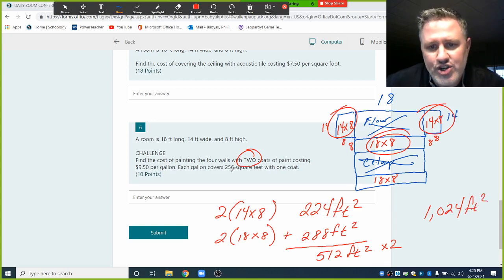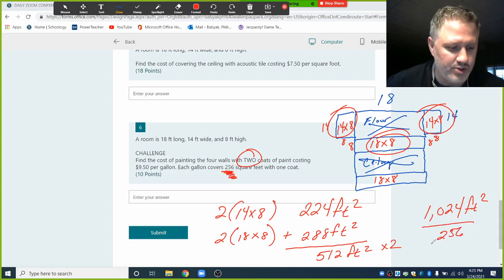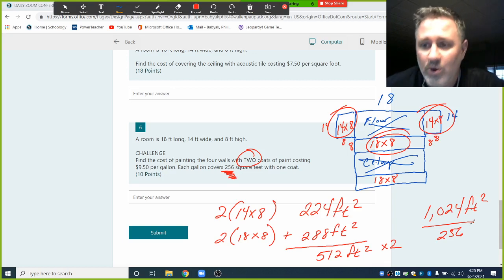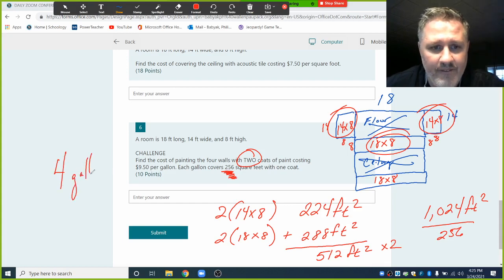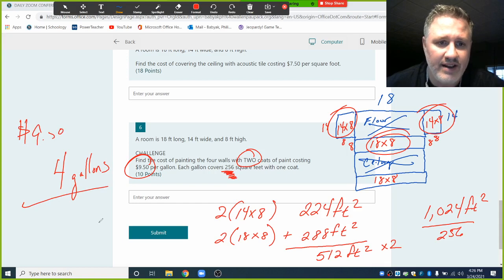Now, each gallon covers 256 square feet. So what I have to do is find out how many 256s are in 1024. So 1024 divided by 256, and it works out to be exactly 4. So how many gallons do I need? 4 gallons of paint. And if each gallon costs $9.50, I am going to multiply $9.50 by 4. So $9.50 times 4, well, that's going to cost me $38 worth of paint.